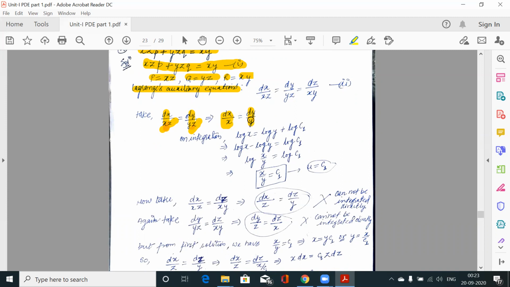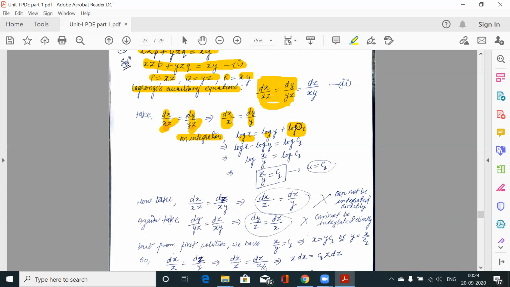Now this is integrable. Clear? Initially z was the problem, but we know that these two fractions are equal, and after making these fractions equal we can cancel out the z, so the problem is gone. So now the fraction is dx over x equals dy over y, and we can integrate easily. On integration, the integral of dx over x is log x, the integral of dy over y is log y, and plus an integration constant. We can write c1, because this is an arbitrary constant.